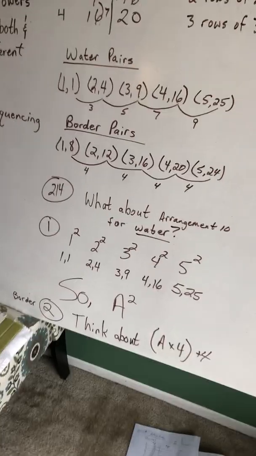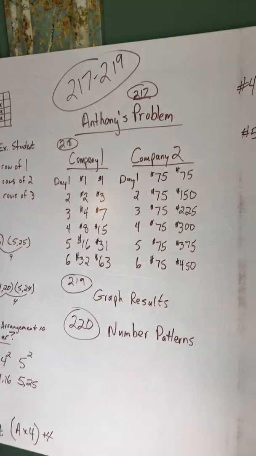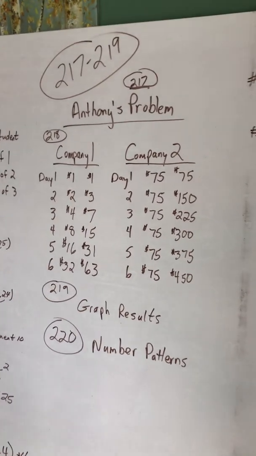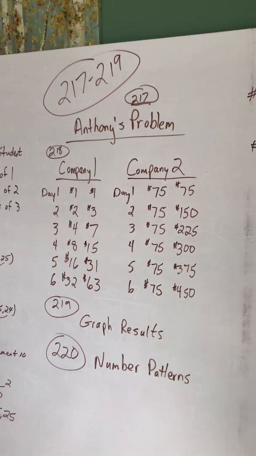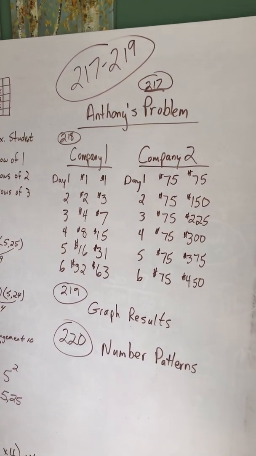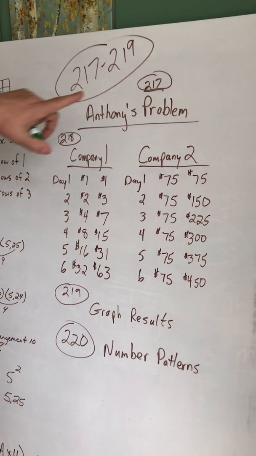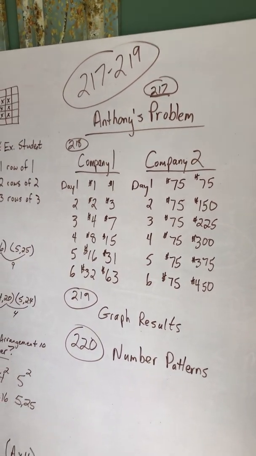All right, now, enough about those cube sequences. When we get to 217 through 219, this is all part of what's called Anthony's problem. Real quick, you can read on page 217 all about Anthony's problem. But what it boils down to is Anthony wants to earn $1,000 and he wants to earn it as quick as he can.